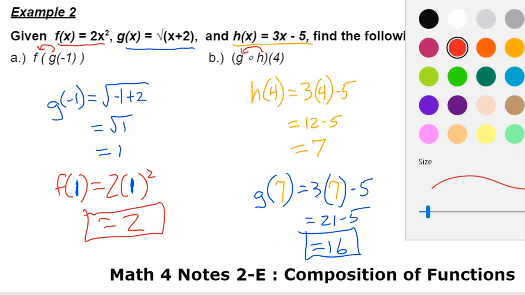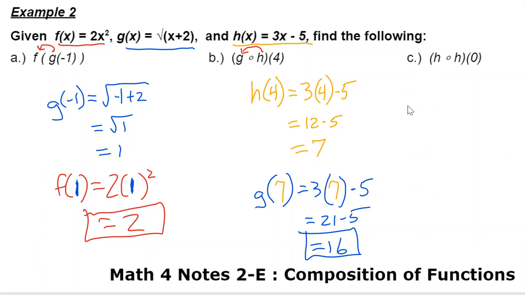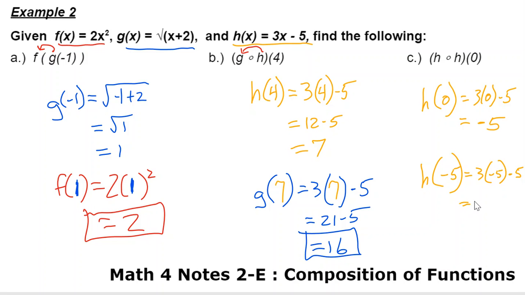Now for h of h, it's like we run it through once, which is going to be -5. And then we run it through a second time. We take our new answer and we plug it in, which is going to give us 3 times -5 minus 5, which is -15 minus 5, which is -20.